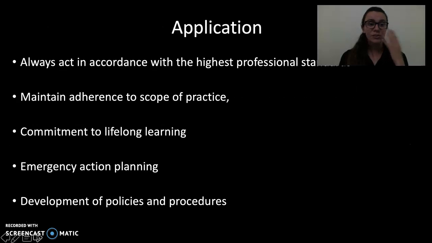As far as application, always act in accordance with the highest professional standards at all times. Maintain adherence to the scope of practice, vitally, vitally important for healthcare providers. I did not find a lot of research and data on employment issues with athletic trainers, but when there was litigation involved within athletic training and with most healthcare, it was issues of risk management.